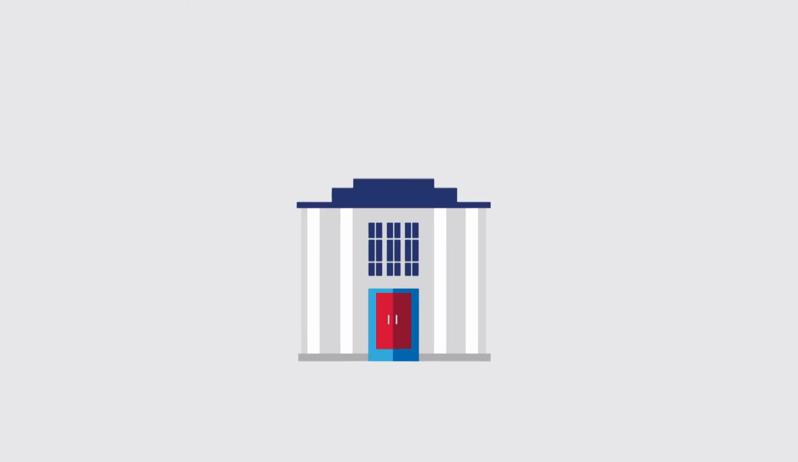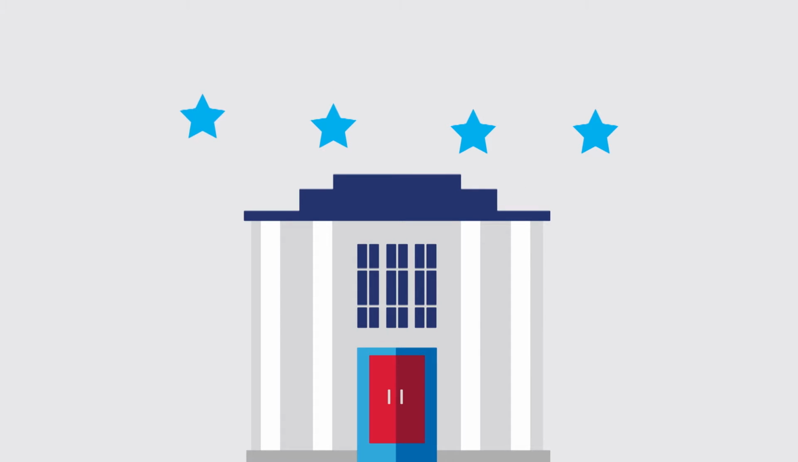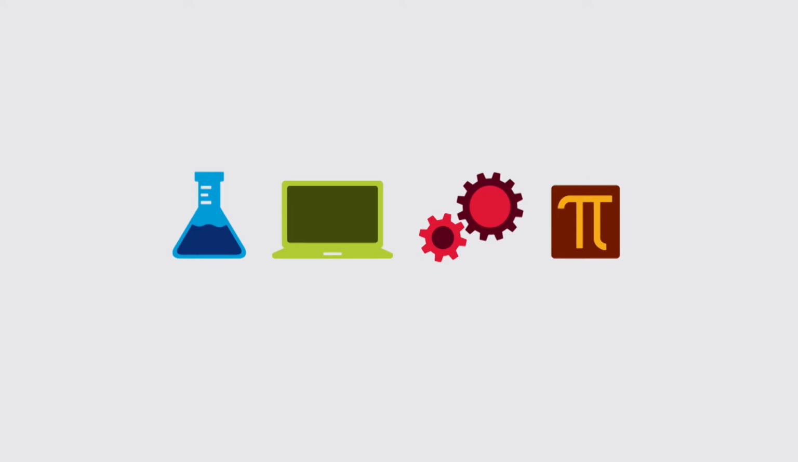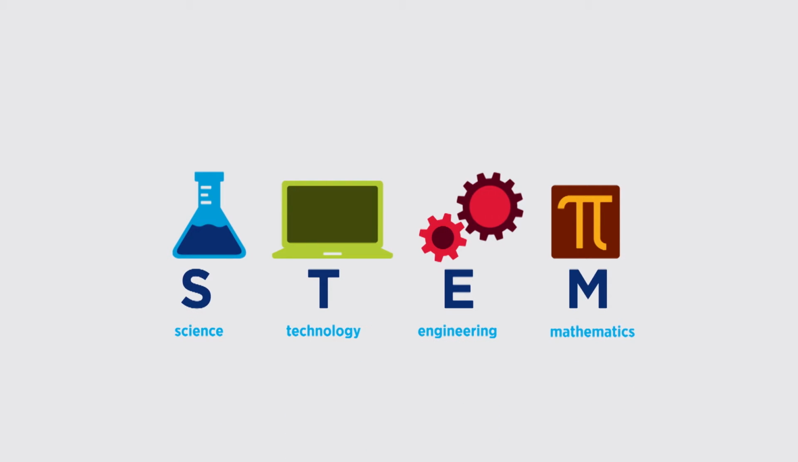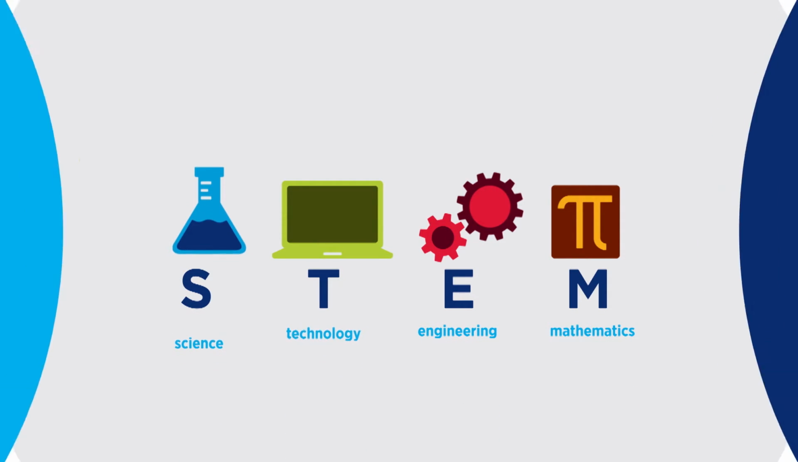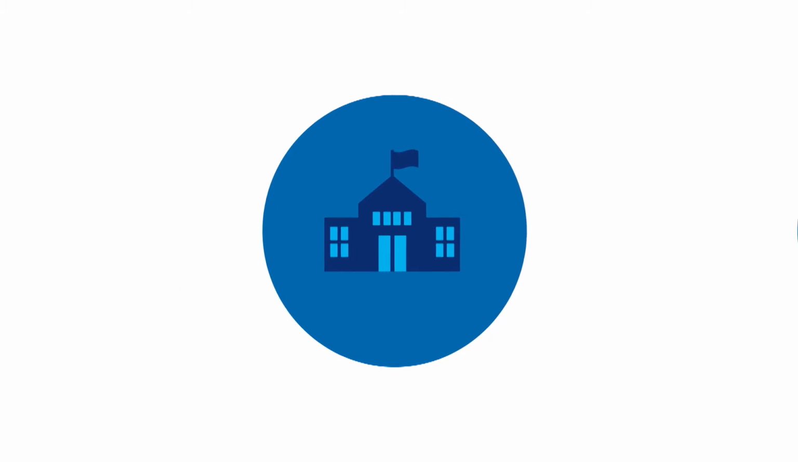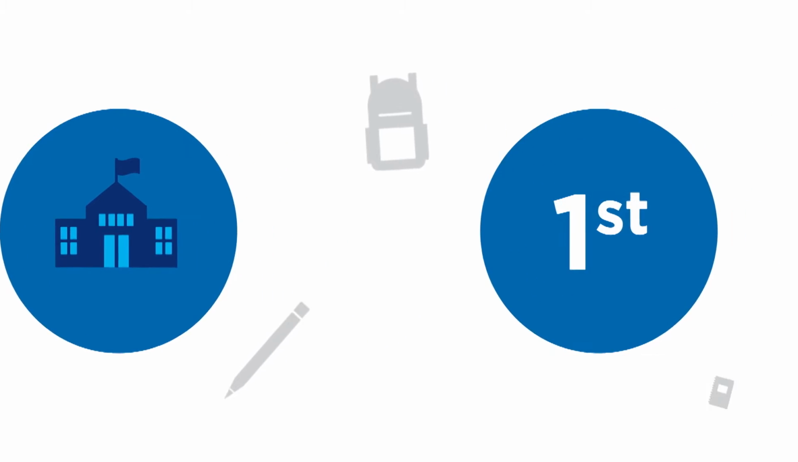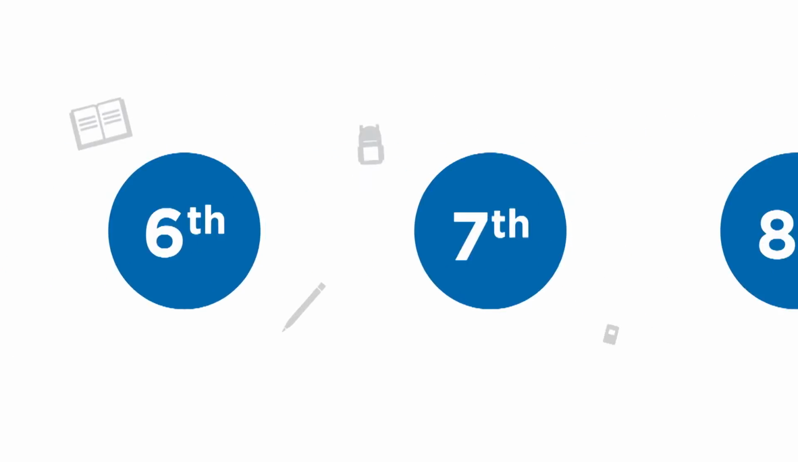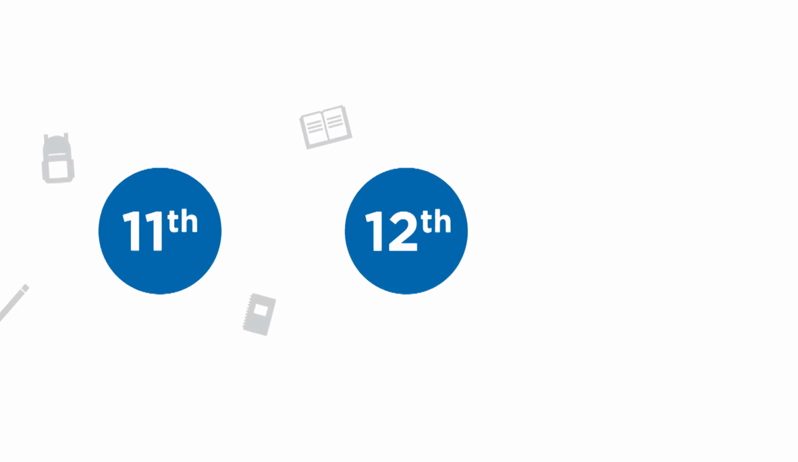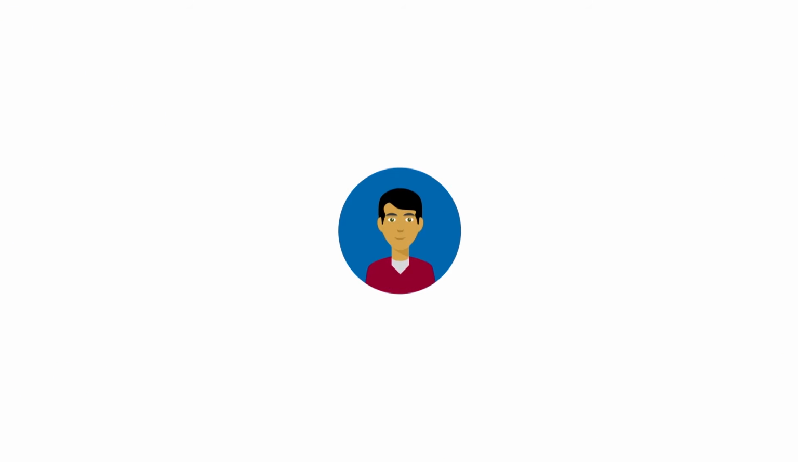The innovators of the future are in America's schools today. Chevron is committed to inspiring the next generation of engineers and scientists. We do this by supporting STEM education through programs and strategic partnerships. Our commitment shows at every stage of schooling, from the first day of kindergarten through high school graduation and beyond. It happens one student at a time.